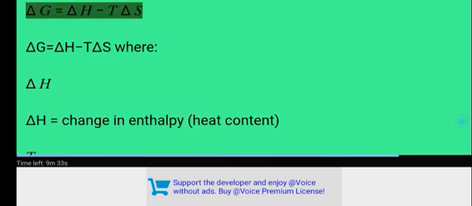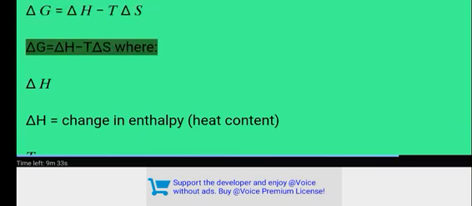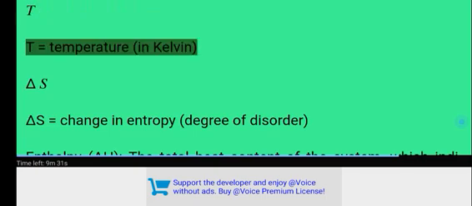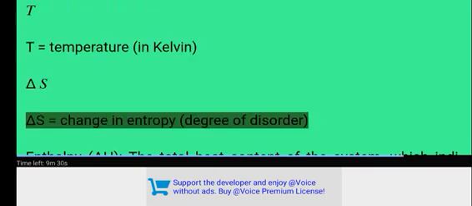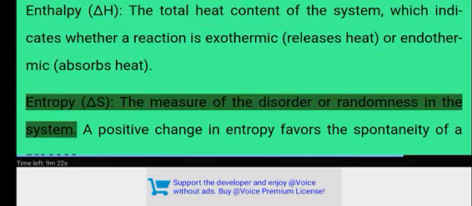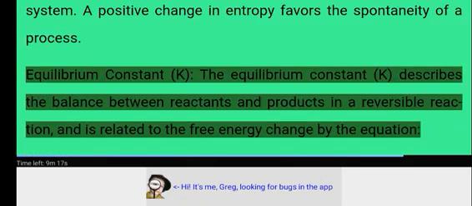Delta G equals delta H minus T delta S, where delta H equals change in enthalpy, heat content; T equals temperature in Kelvin; delta S equals change in entropy, degree of disorder. Enthalpy, delta H, is the total heat content of the system, which indicates whether a reaction is exothermic, releases heat, or endothermic, absorbs heat. Entropy, delta S, is the measure of the disorder or randomness in the system. A positive change in entropy favors the spontaneity of a process.